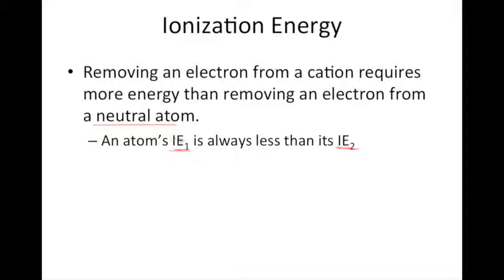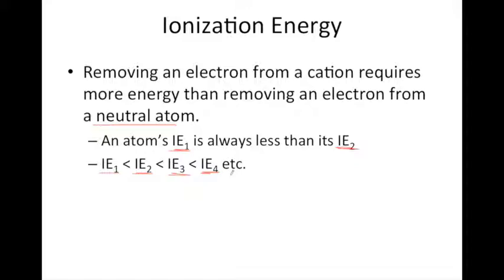So pulling the first electron off the neutral atom requires less energy than removing the second electron from the +1 cation. And it follows that the first ionization energy for an atom requires the least amount of energy. Then the second requires a little more energy. Removing the third electron requires more energy. The fourth electron, even more energy, etc., etc.